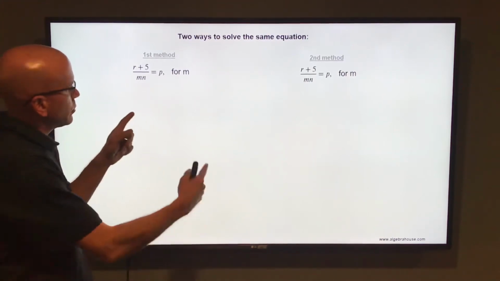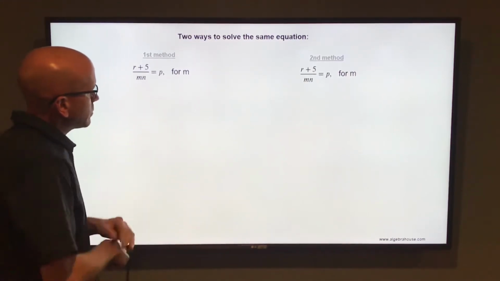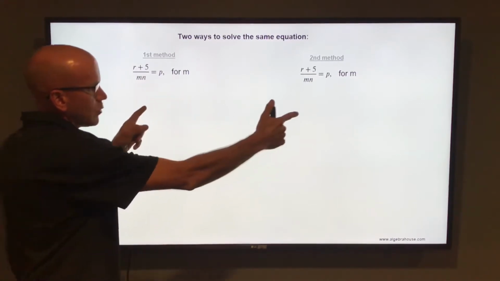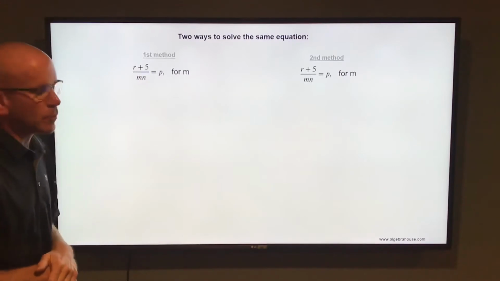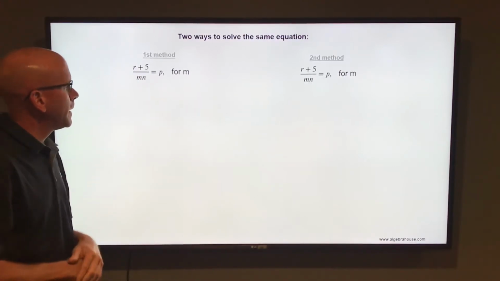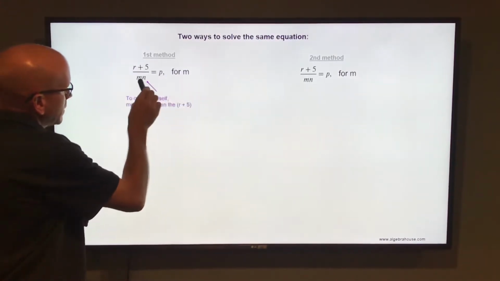Going to take this literal equation, r plus 5 over mn is equal to p, and I'm going to solve it for m, but I'm going to do it two different ways. I'm going to take the same equation and solve it two different ways using two different methods. So we are solving for m. I want to get the m by itself.